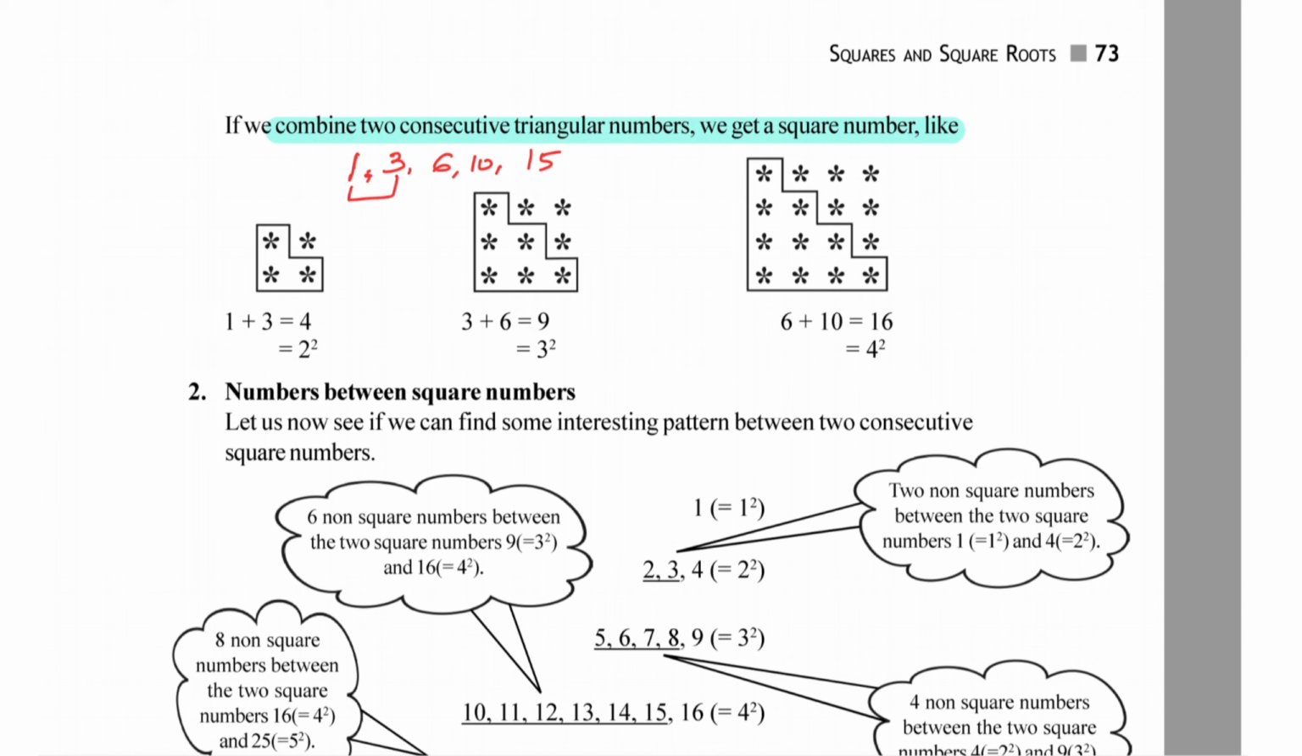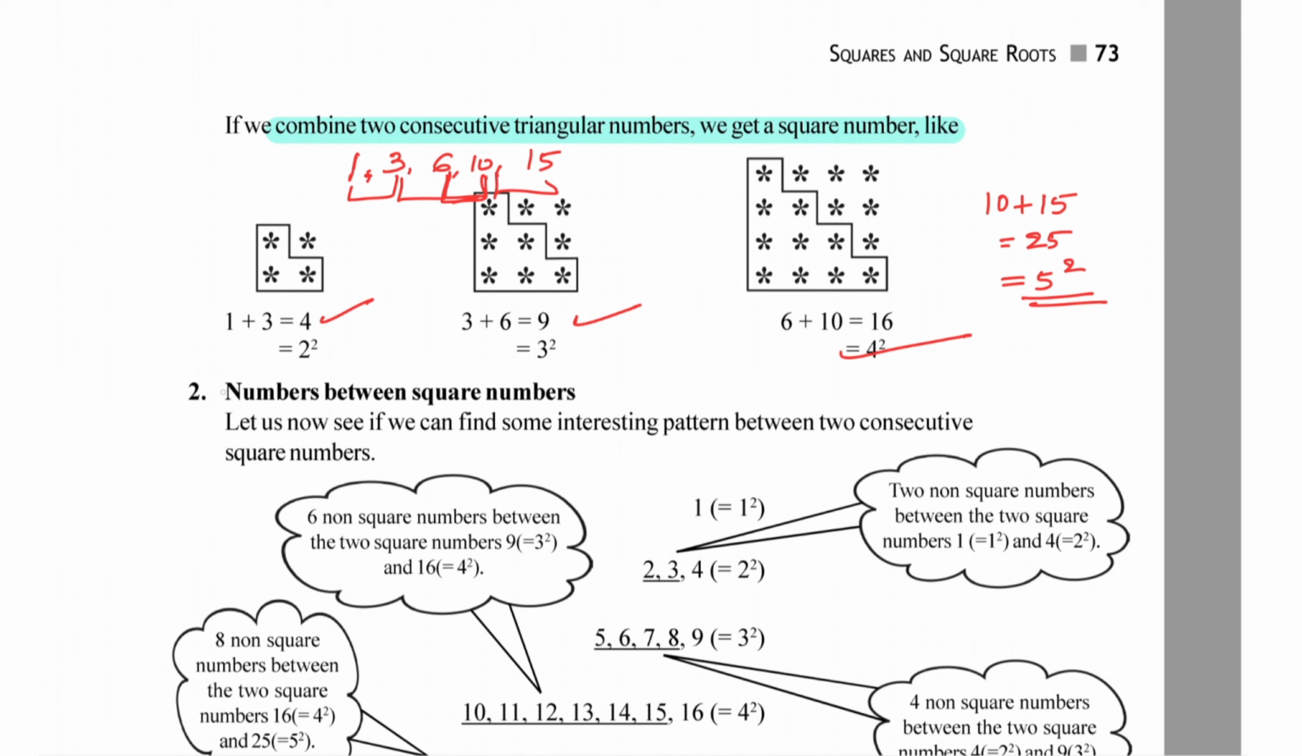Just check. You add 1 and 3, you get 4, which is a square number. Add 3 and 6, you get 9, which is a square number. The next consecutive triangular numbers are 6 and 10. Consecutive means the numbers which come immediately one after the other. So 6 and 10, you get 16. That's a square number. Then you have 10 and 15, the next two consecutive triangular numbers. You get 25, which is also a square number. 25 is a square of 5.